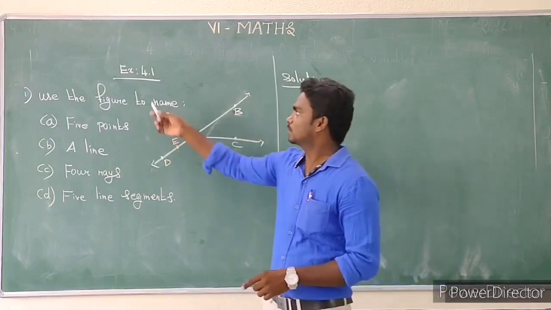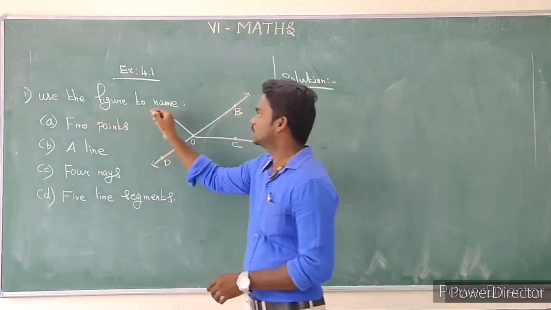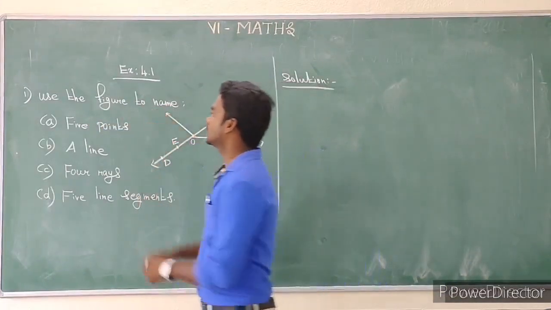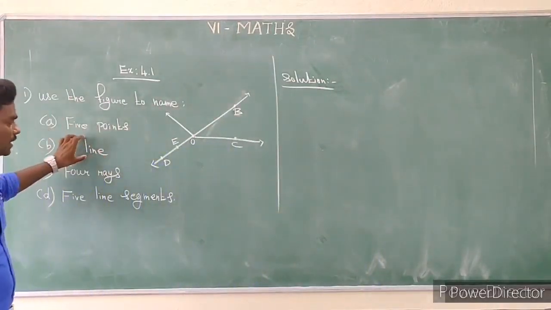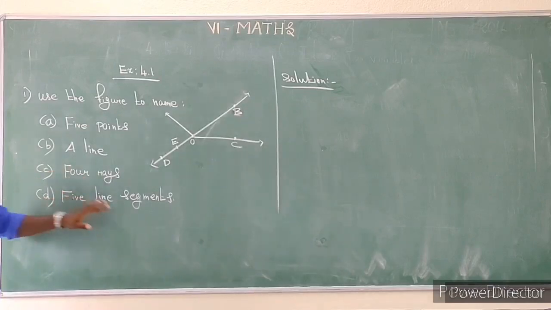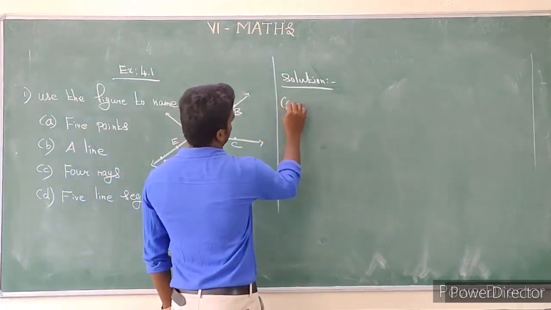So now let us see our exercise 4.1. First question: use the given figure to name 5 points, a line, 4 rays and 5 line segments. First one, what are the 5 points? So the solution.